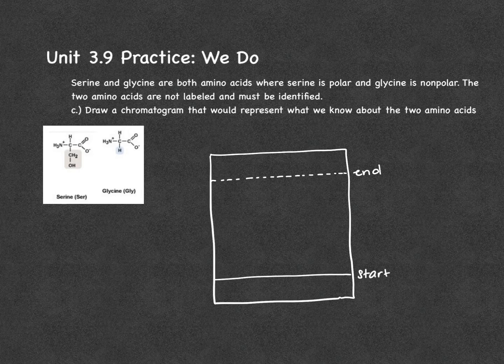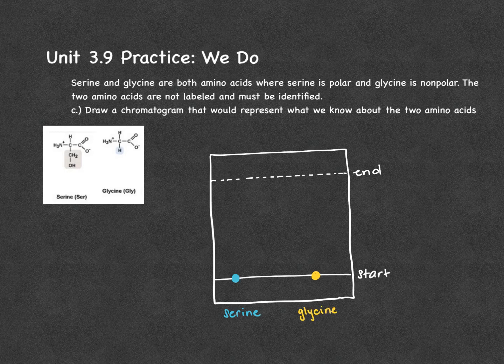And then I'm just going to do blue for my serine. So I'm going to draw a little blue dot down here at the bottom to represent where my serine started. And then I'm going to use yellow for my glycine. I'm going to draw a little yellow dot here for where my glycine starts.